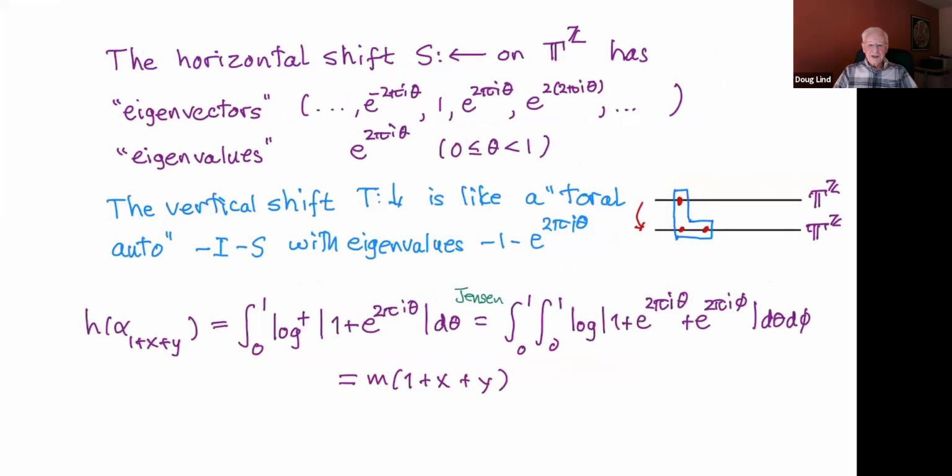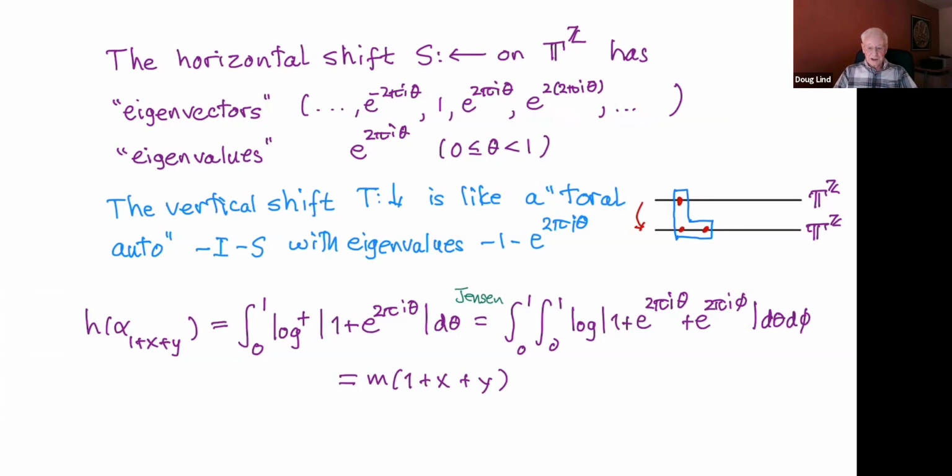So you can think of the horizontal shift on T to the Z, or complex coefficients or whatever, as having eigenvectors. If you take a theta between 0 and 1, and you look at the doubly infinite sequence, which are just the powers of e to the 2 pi i theta, that's a sort of infinite dimensional vector. And if you shift one to the left, you'll just multiply that vector by e to the 2 pi i theta. So you have this sort of continuous set of eigenvectors with a continuous set of eigenvalues, one for each element on the unit circle.